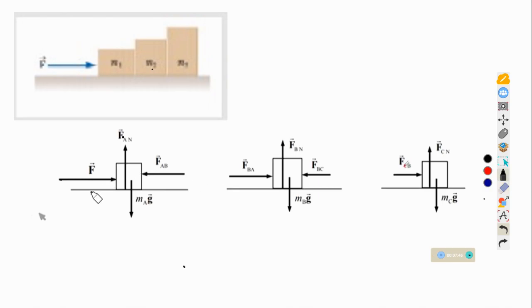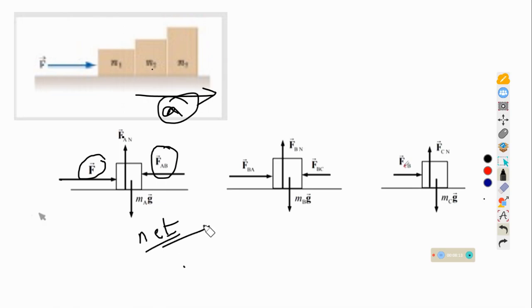Means the three blocks are moving with some kind of acceleration a. So in horizontal direction there is some acceleration. This F and FAB are not equal, they won't cancel each other. Their difference is called net force. That net force will be responsible for the acceleration in the block. Okay.